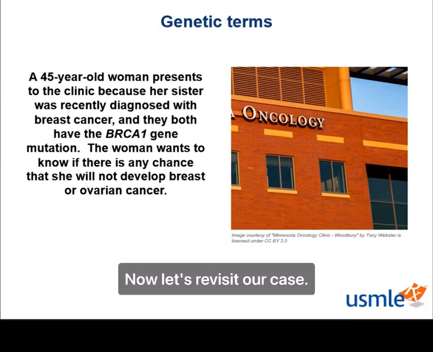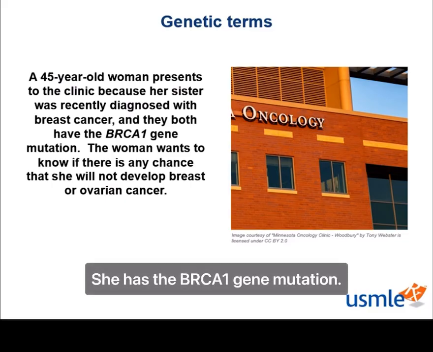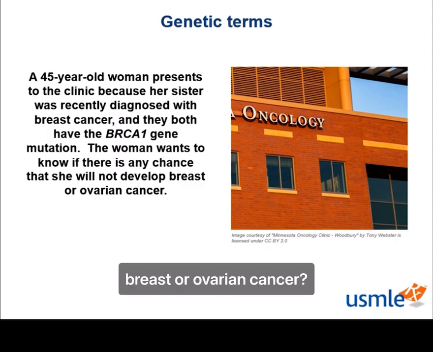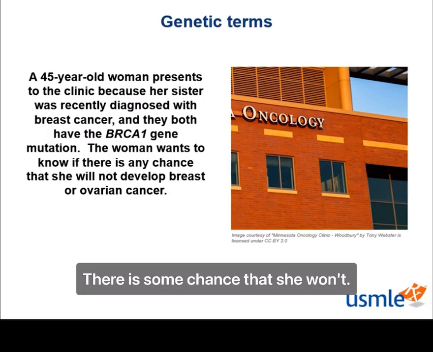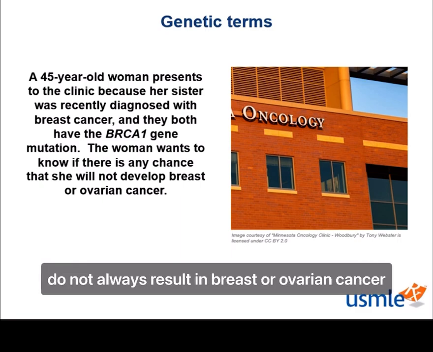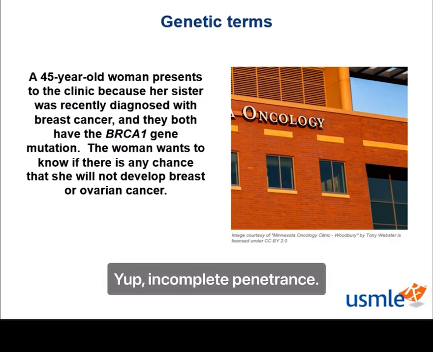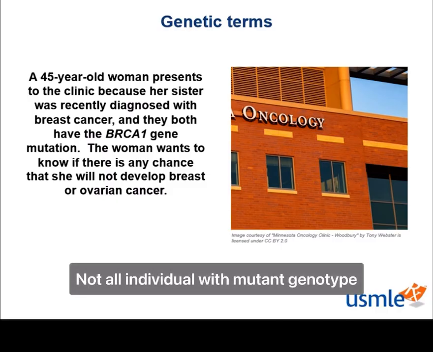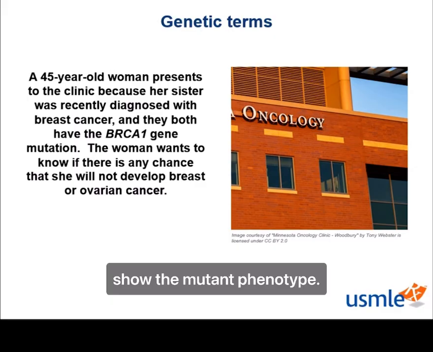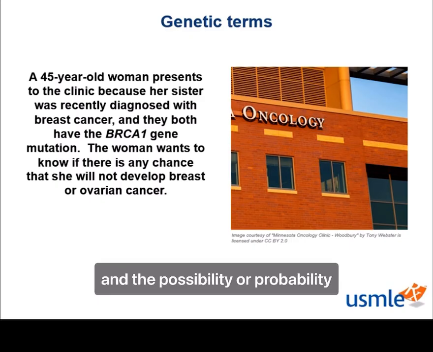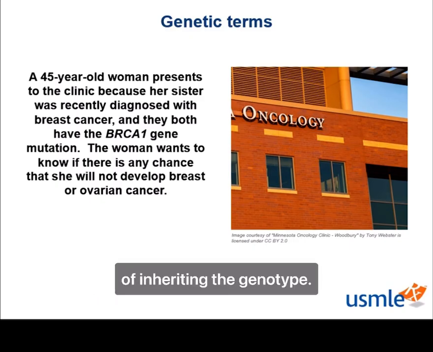Now let's revisit our case. She has the BRCA1 gene mutation. Is there any chance that she will not develop breast or ovarian cancer? There is some chance that she won't. Now, how come? Because again, BRCA1 gene mutations do not always result in breast or ovarian cancer because of which genetic term? Yep, incomplete penetrance. Not all individuals with a mutant genotype show the mutant phenotype. The risk of expressing the phenotype is based on percent penetrance and the probability of inheriting the genotype.